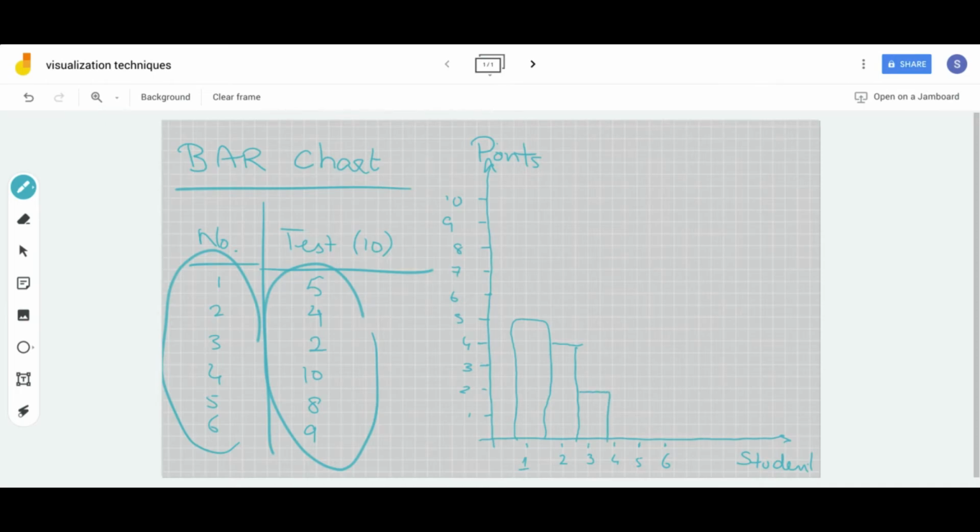Student 4, on the other hand, scored 10 points. So I can take it all the way up here, do this, and drop it back down. Sorry for the poor lines. Student 5 scored about 8 points. So I can do this. And then student 6 did 9 points. So another one up top here. And that's a bar chart.